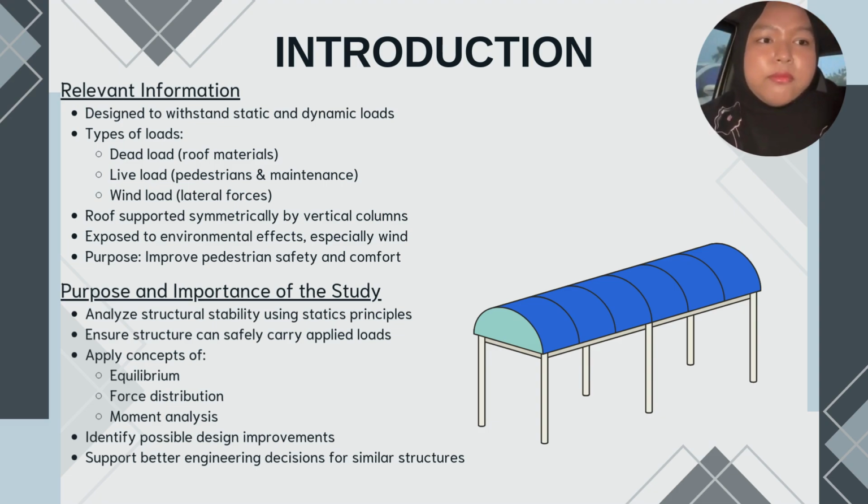Moving on, we must consider the engineering factors that keep this structure standing. Our analysis categorizes the forces into three main types. Dead loads, which include the weight of the roofing materials themselves. Live load, accounting for maintenance workers or transient weight. Wind load, which represents the lateral force the walkway faces due to its open air environment.